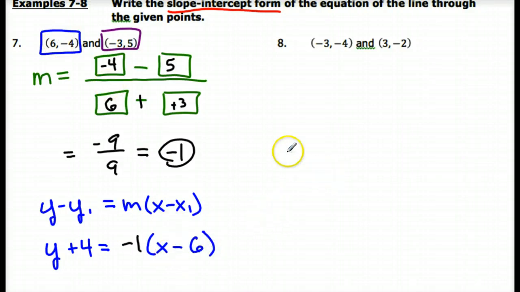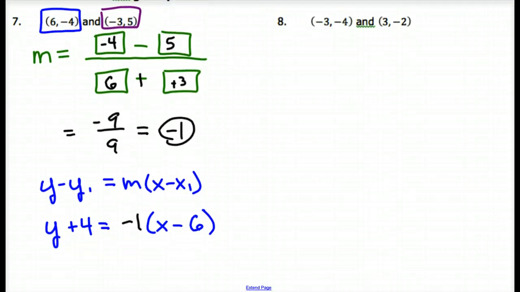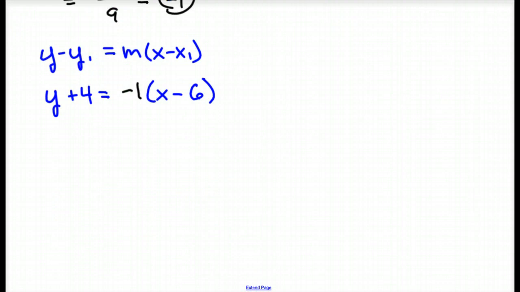Okay, and if the direction said write the point-slope form of the equation of the line, then we could stop right there. But the directions again say write the slope-intercept form of the equation. So now that we have the point-slope form written, we must change it to slope-intercept form. And we're going to do that by doing what we did in the previous 2 examples. We're going to distribute this -1.